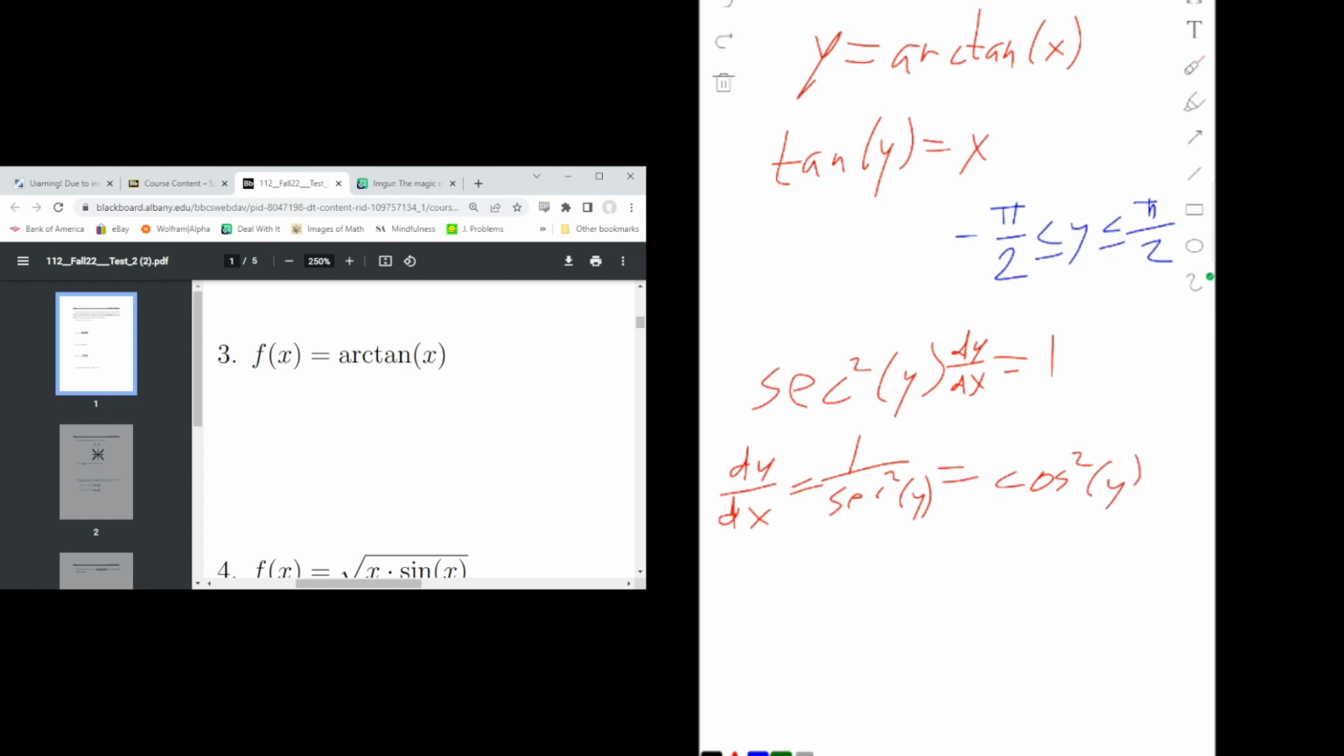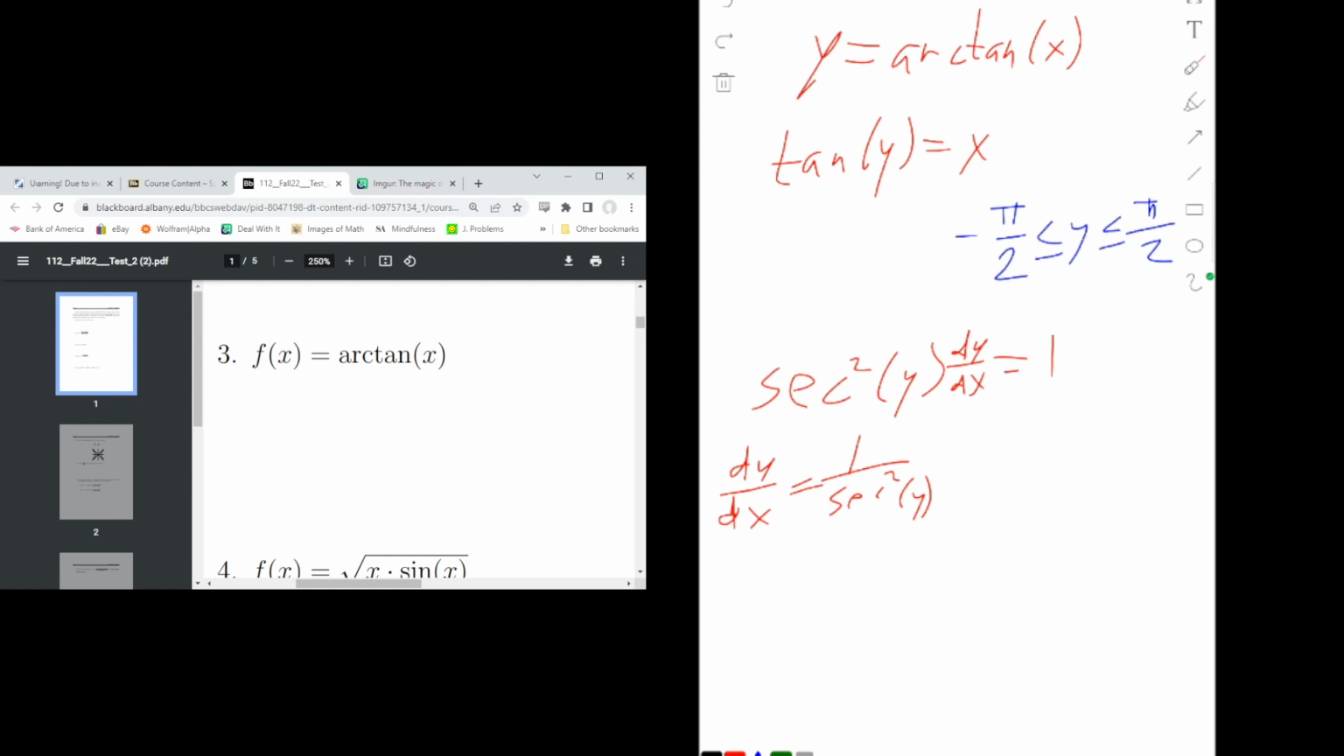And we would prefer, of course, to express that in terms of, well, actually, you know what? It might make most sense to just leave it as 1 over secant squared. We'll see. Anyway, we'd like to express this in terms of x, not y, right?